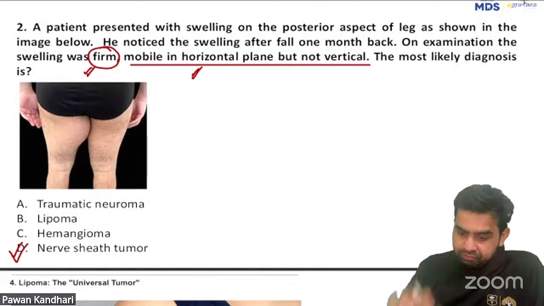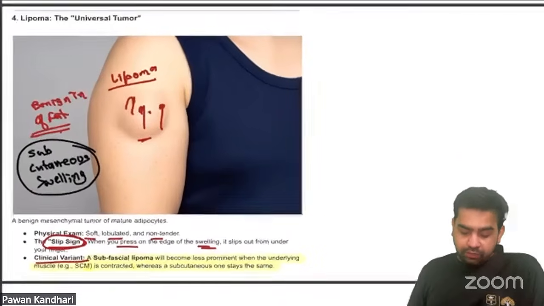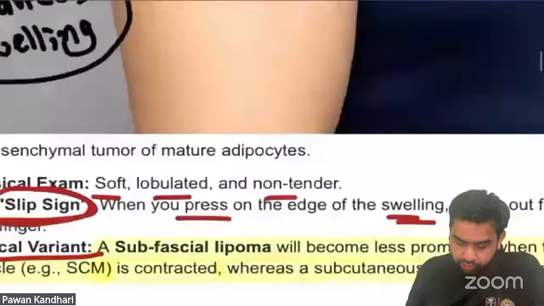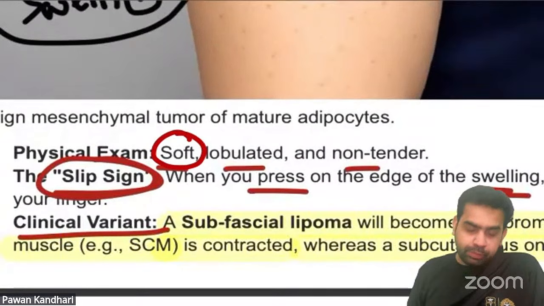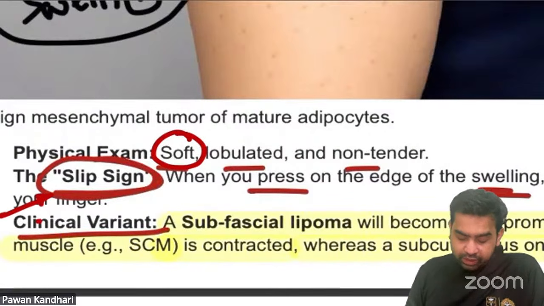Now, there was a question which was asked to you earlier on the lipoma. In my sessions, I have always talked to you about this being basically a soft swelling. I've always mentioned that lipoma is basically a soft subcutaneous swelling, and it shows a characteristic slip sign.